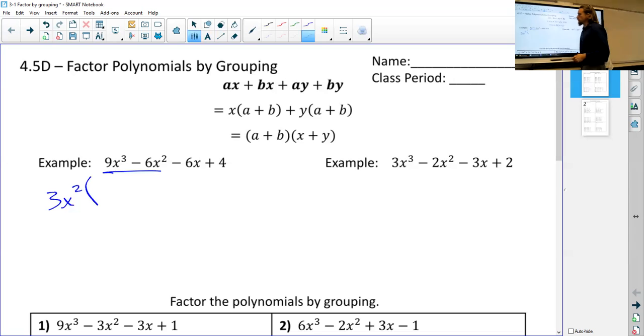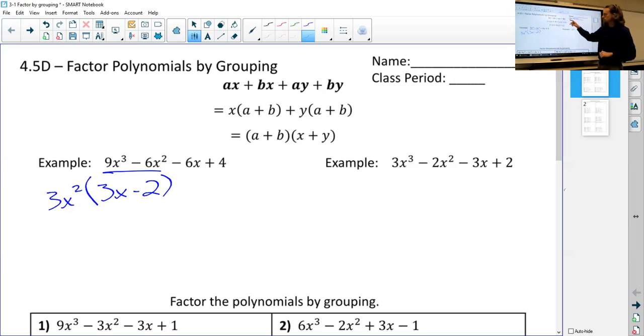And then in the parentheses, whatever's left. So if we divide this, 9x to the third divided by 3x squared, we have 3x left in our left term. And then 6x squared divided by 3x squared is just negative 2. Okay? And if you redistribute it, you can check to make sure this works. So 3 times 3 is 9. X squared times x is x to the third. 3x squared times negative 2 is indeed negative 6x squared.